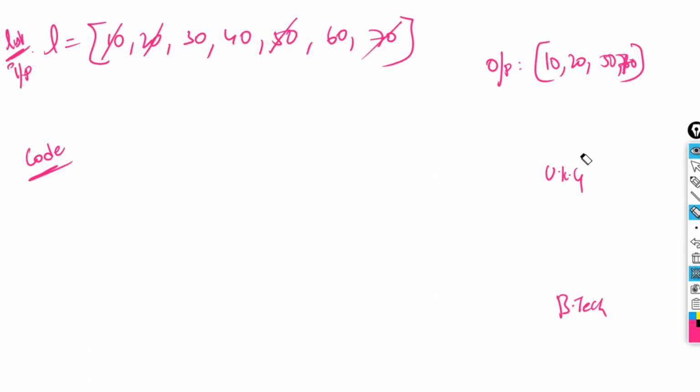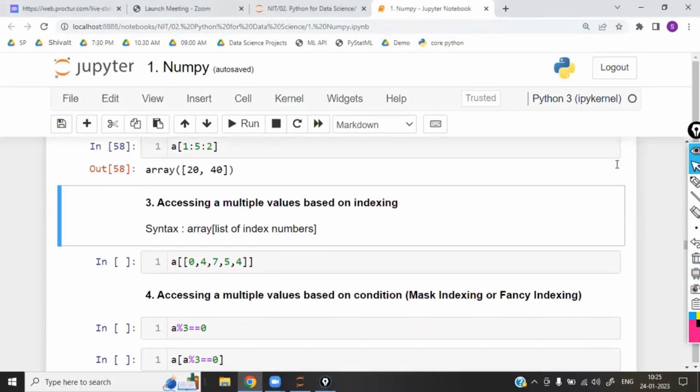Okay, now coming to this. This is the output. Now for this output, what is the code we require? In normal core Python, tell me, what is the code? You are going to apply the for loop and check the condition, whichever index numbers you want. If it is satisfying in those index numbers, those values you are going to select. Same to same. But in NumPy, it is very simple.